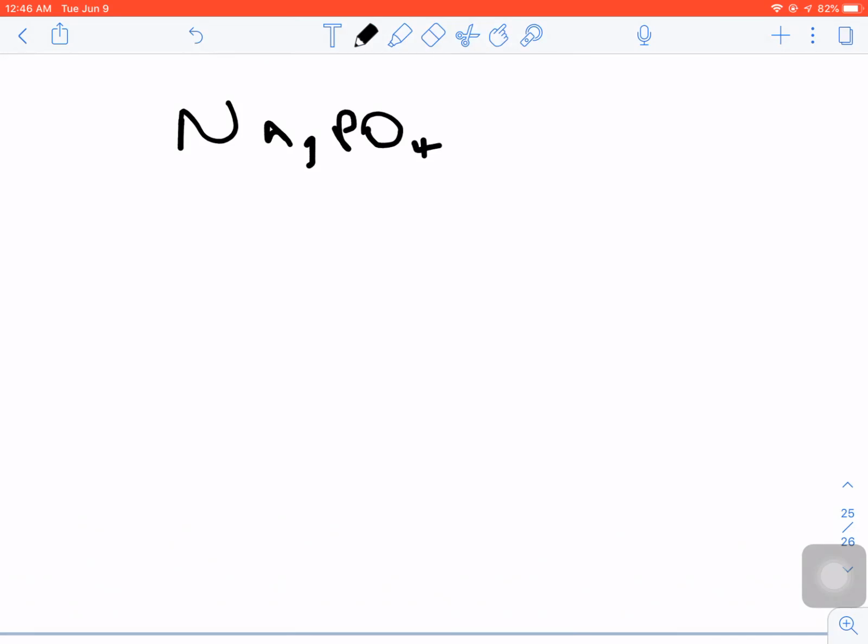Okay, so I see 3 elements: sodium, phosphorus, and oxygen. Oxygen's always -2. Sodium is always +1 because it's a group 1 element. So I've got to figure out what phosphorus is. I know that the 3 sodiums plus the phosphorus plus the 4 oxygens will all add up to 0.